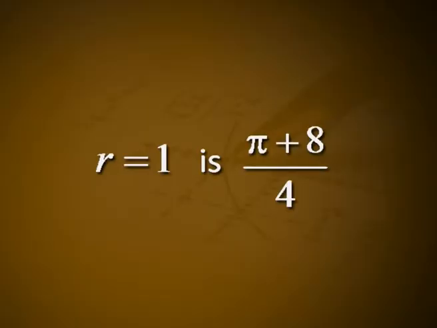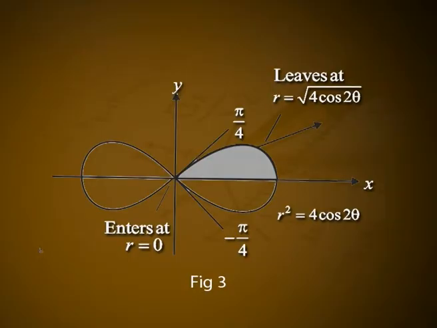Hence, in view of examples 1 and 2, the area of the region that lies inside the cardioid r is equal to 1 plus cos theta and outside the circle r is equal to 1 is (pi plus 8)/4. Example 4. Find the area enclosed by the lemniscate r squared is equal to 4 cos 2 theta. Solution: a rough sketch of the given lemniscate is given in figure 3.